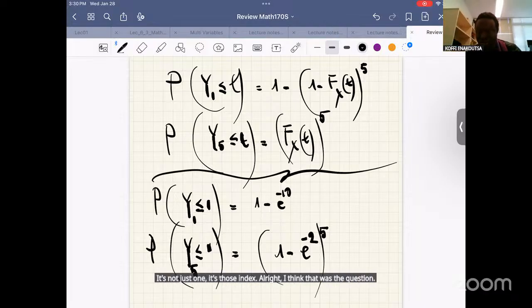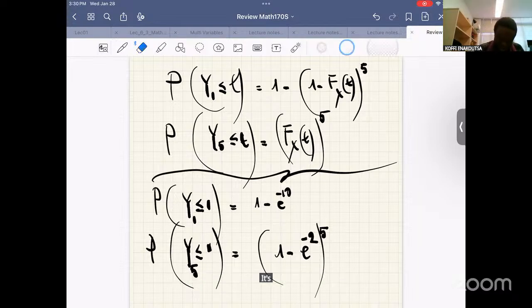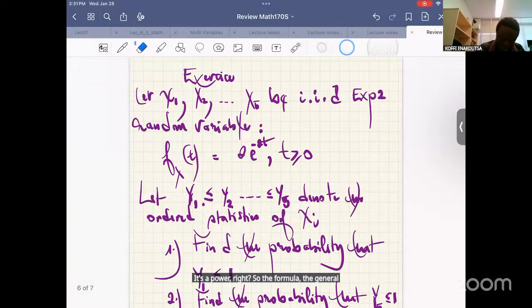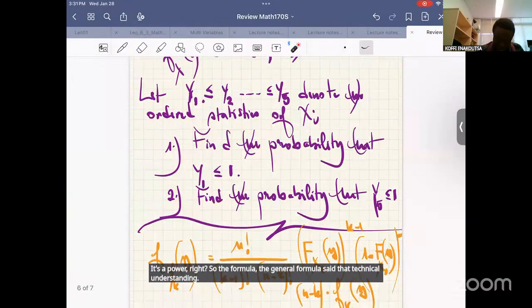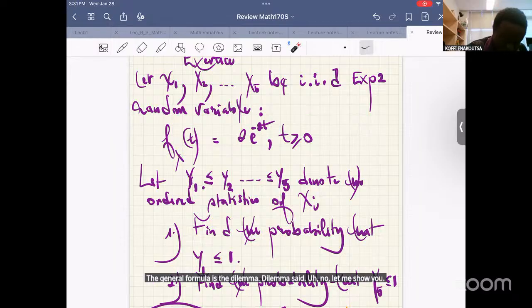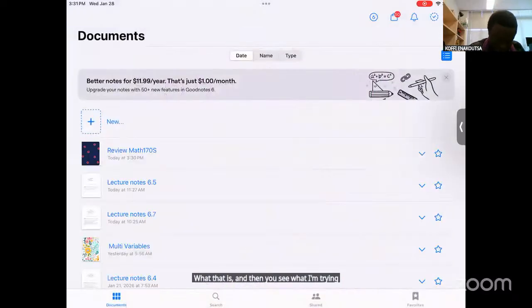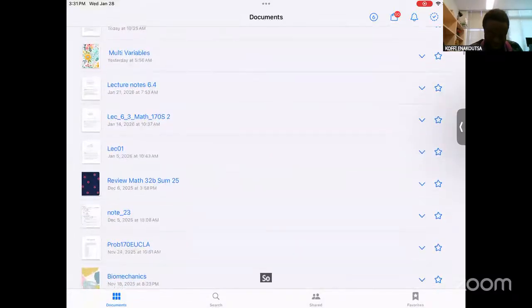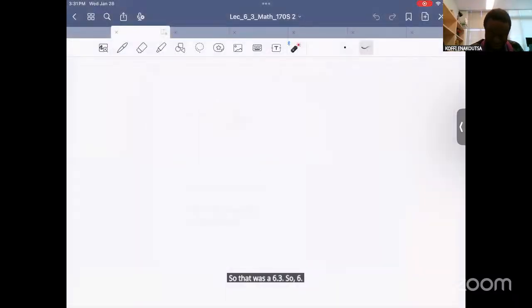So is it top or bottom? What do you mean by top or bottom, my friend? It's at the top. It's a power, right? So the general formula said that, okay, I think I understand. No, the general formula, it's the lemma. Let me show you what that is, and then you see what I'm trying to get this from. So that was a 6.3. So 6.3. Okay, let's do that.